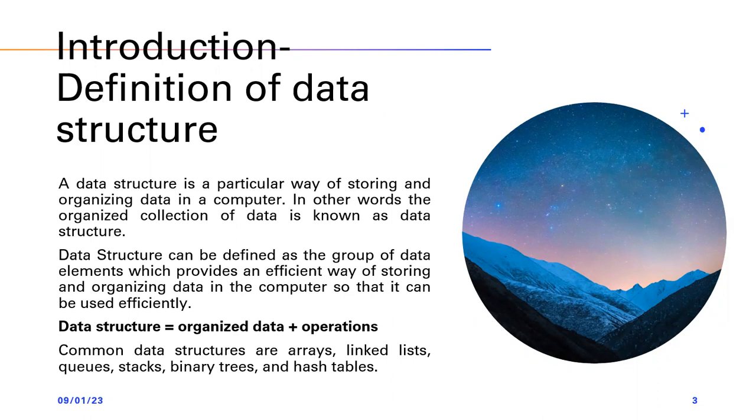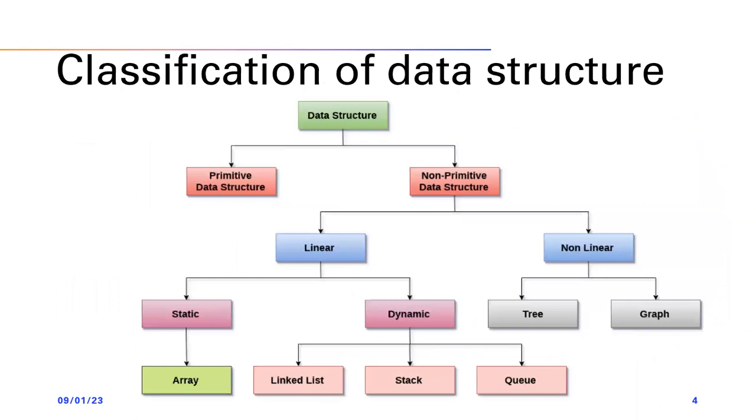So the different or common data structures that are available are the arrays, linked lists, queues, stacks, binary trees, and hash tables. So this is the classification of data structure, where under data structure you have primitive data structure and non-primitive data structure. Under non-primitive data structure you have linear and non-linear. Under linear you have static, dynamic, and under non-linear you have tree and graph. Under static you have array, and under dynamic you have linked list, stack, and queue.